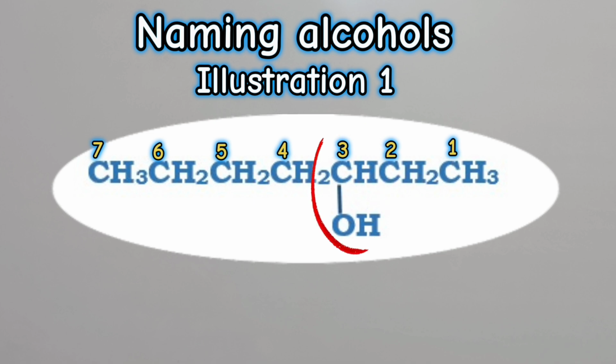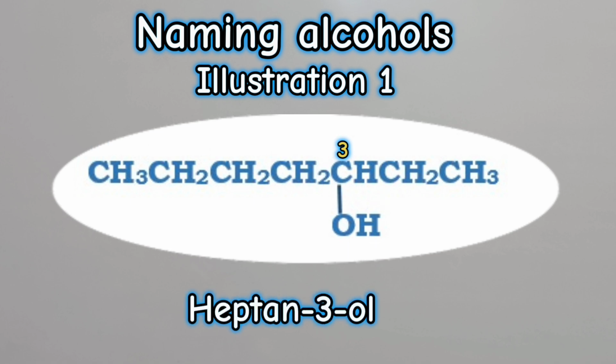So the corresponding alkane in this case is heptane. From heptane, we obtain the prefix hept. So our name is therefore going to be heptan-3-ol, and is simply pronounced as heptan-3-ol.